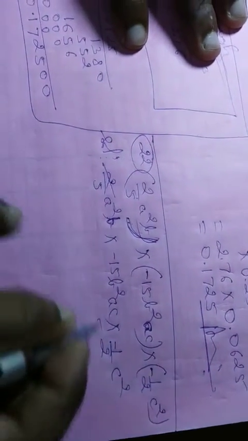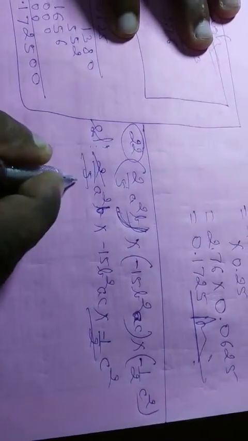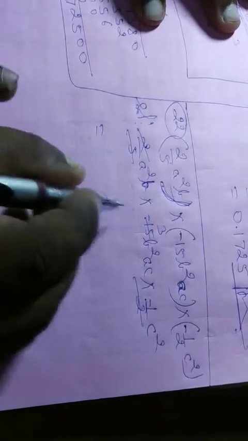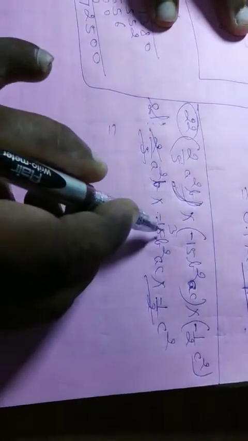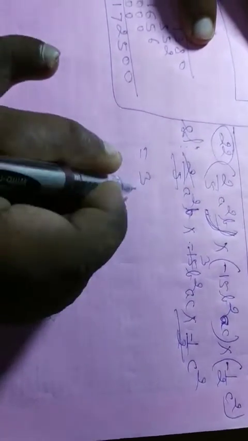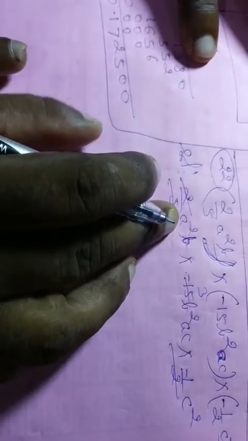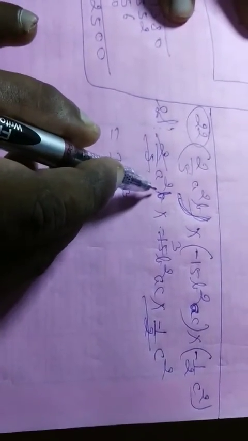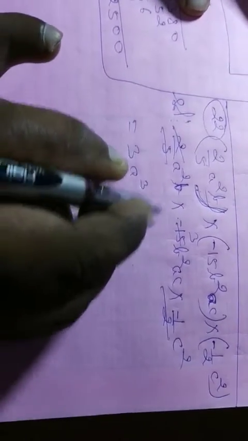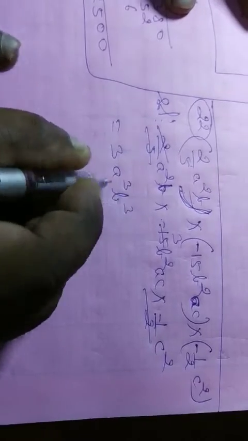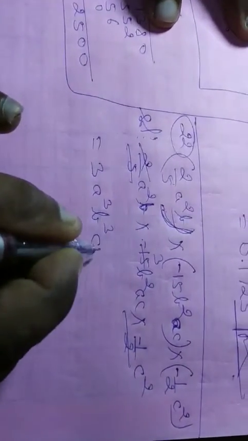2 1 is 2, 2 1 is 2. 5 1 is 5, 5 3 is 15. So the final answer is minus, minus, plus: 3 a cube b cube c cube.